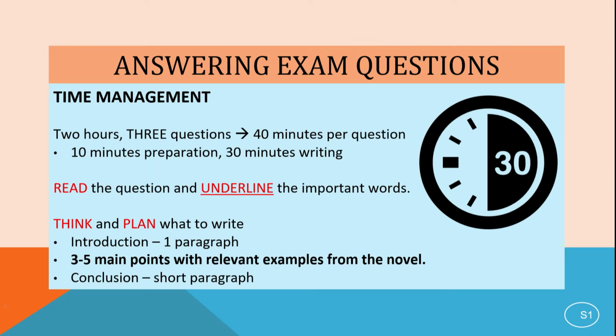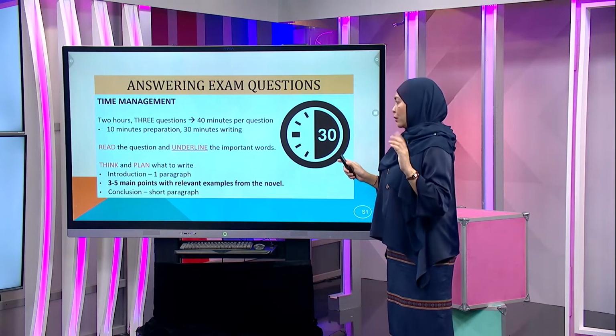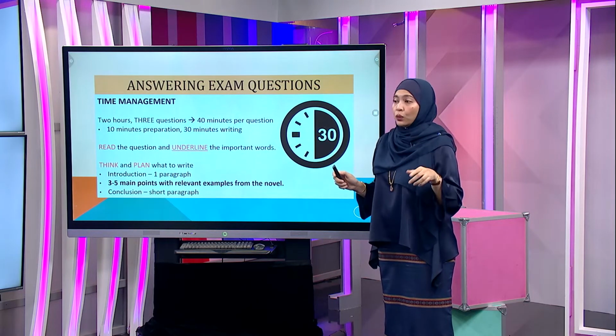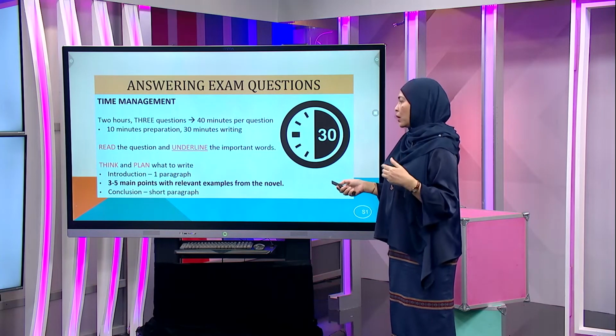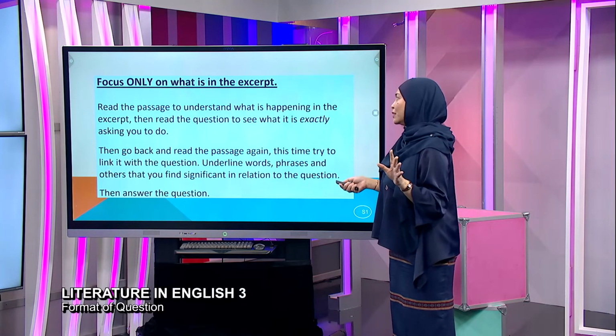Answering your exam questions, time management is very important. The exam will be 2 hours, therefore 3 questions, roughly 40 minutes per question, 10 minutes for preparation, and 30 minutes for writing. Read the questions, underline the important words, think and plan what to write. Your essay will be an introduction of 1 paragraph, followed by the body, meaning 3 to 5 main points with all the relevant examples from the novel, and a conclusion, which should only be a very short paragraph. A minimum of 3 and a maximum of 5 points will guarantee an A for all of our students.